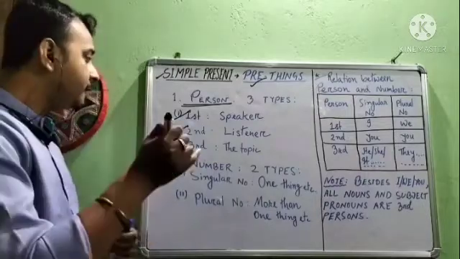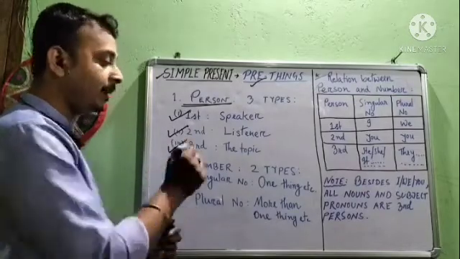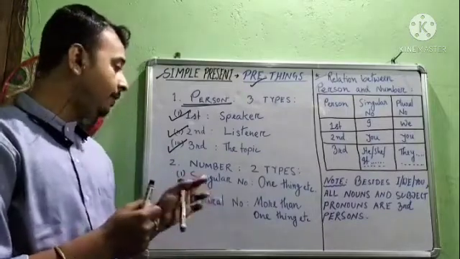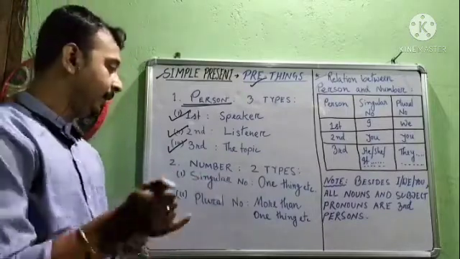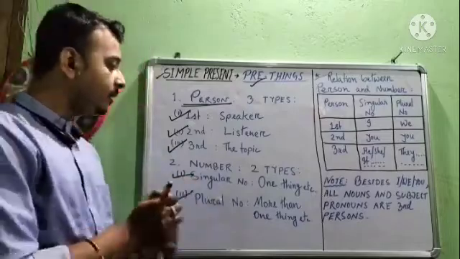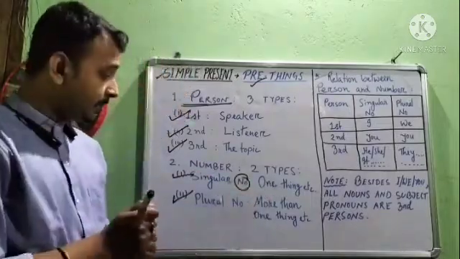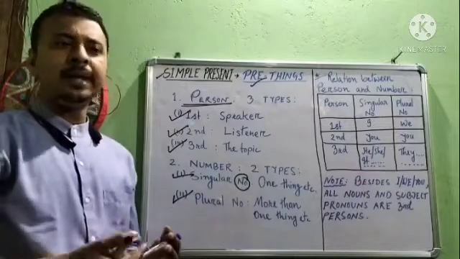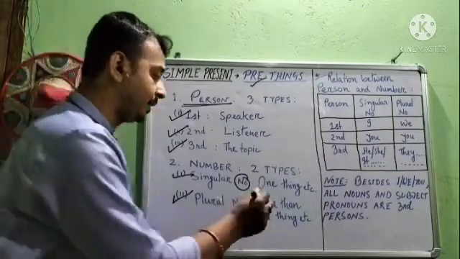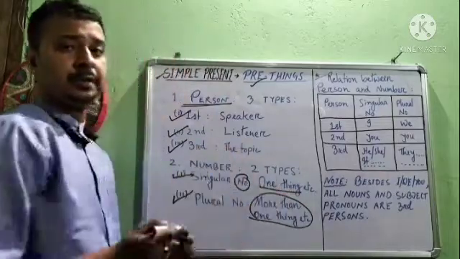Okay, next comes after person, it is number. Numbers are just for counting. So numbers are two types basically. First is singular and plural. So singular number is one thing, one man, one animal, whatever one. Okay, and plural number is more than one thing, more than one. Singular is one, plural is more than one. You remember.